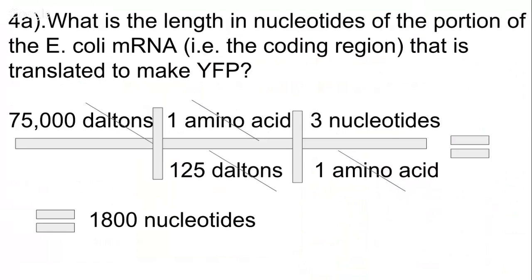For 4D, they want to know the length in nucleotides of the portion of E. coli mRNA that translates your favorite gene. And we figured out from the paper that our gene weighs 75 kilodaltons, and that each amino acid is about 125. So we have 75 kilodaltons divided by 125 daltons will give us one amino acid, and there are 3 nucleotides in each amino acid, which would give us 1,800 nucleotides.